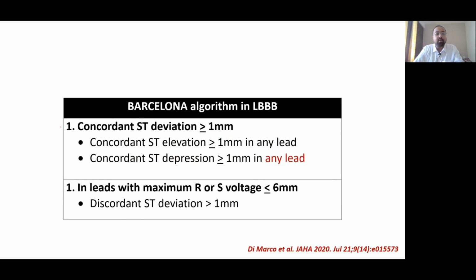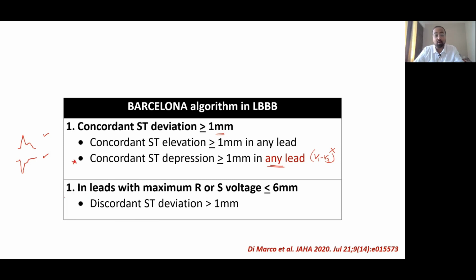So the first criteria for diagnosis of occlusion myocardial infarction is a concordant ST deviation of at least 1 millimeter, which means that if there is a positive QRS complex, there is an ST elevation of at least 1 millimeter, it is diagnostic of a STEMI, which is same as Garbosa criteria. If there is a concordant ST depression, which means there is a negative QRS complex and there is an ST depression in any lead, it is diagnostic of STEMI. Now, mind you, in the Garbosa criteria, this was limited to only V1 to V3. But in the Barcelona algorithm, it can be seen in any of the leads. So this is the difference here.